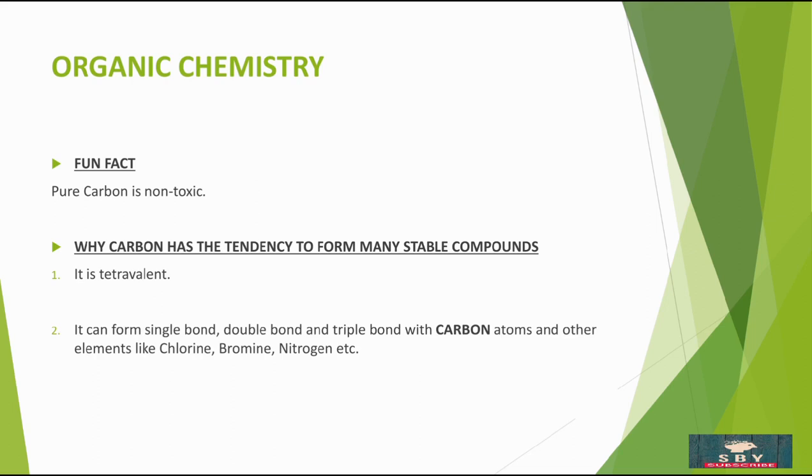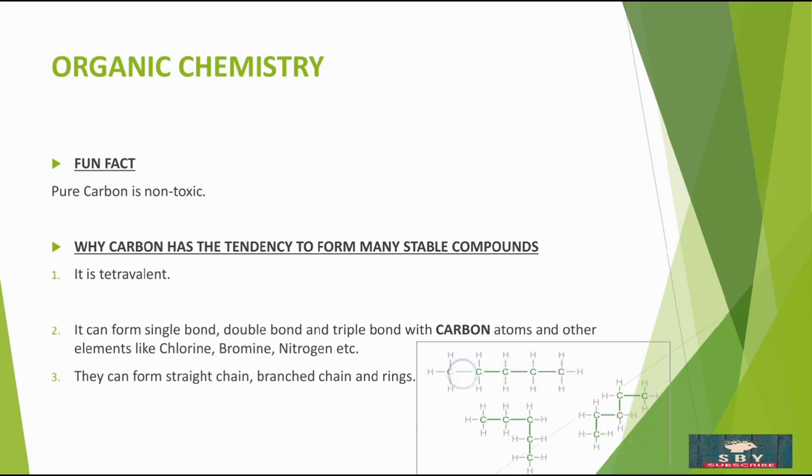It can form a single bond, a double bond, a triple bond with carbon atoms and other elements like chlorine and so on. I'm going to talk about single, double, and triple bonds more in the next video. So they can form a straight chain, branch chain, and a ring. You are going to see all these in the next video. So this diagram you are seeing here is showing you a straight chain. Okay, so let me show you again. This is a branch chain. You can see that it goes up and it comes down. So that's why carbon has a tendency to form many stable compounds.